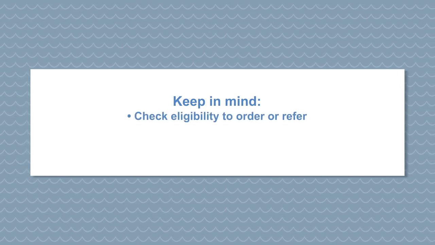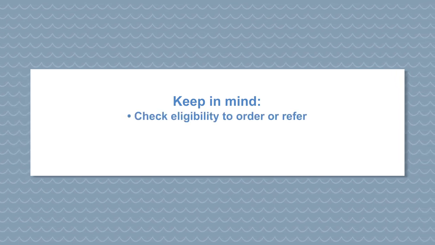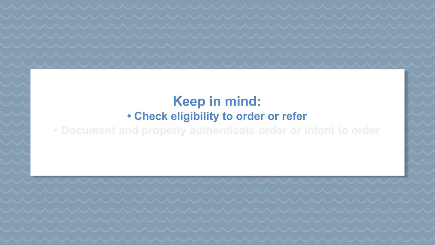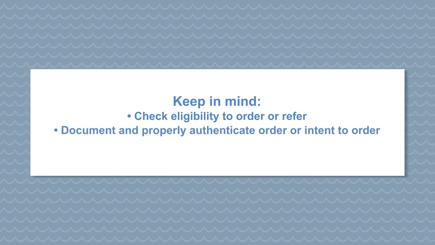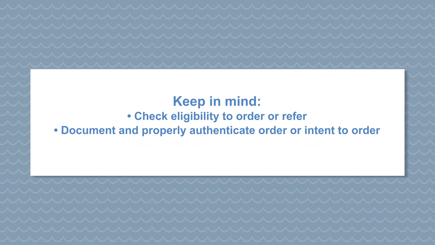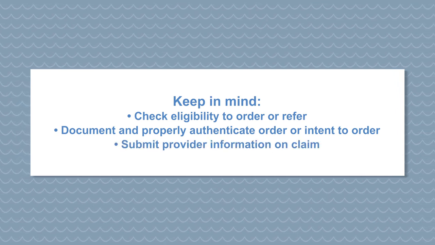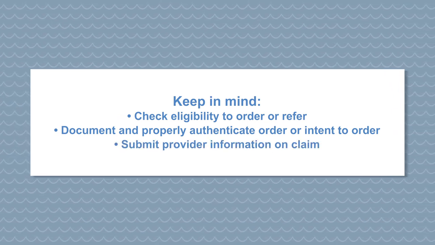So, whether you are the provider ordering or referring the beneficiary for the service or the provider receiving the order or referral, there are three things you should keep in mind. First, check the provider's eligibility to order or refer by checking CMS's Ordering and Referring Data file. Second, make sure the documentation includes the order or intent to order and that it's properly authenticated. And third, submit the ordering or referring provider's name and NPI on the claim. Keeping these requirements in mind will help in providing valid, accurate documentation for the order or referral if it's requested.